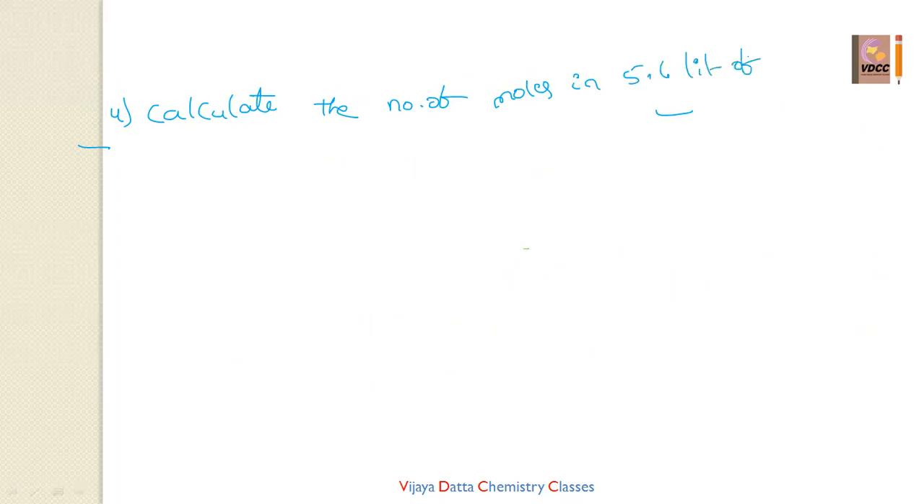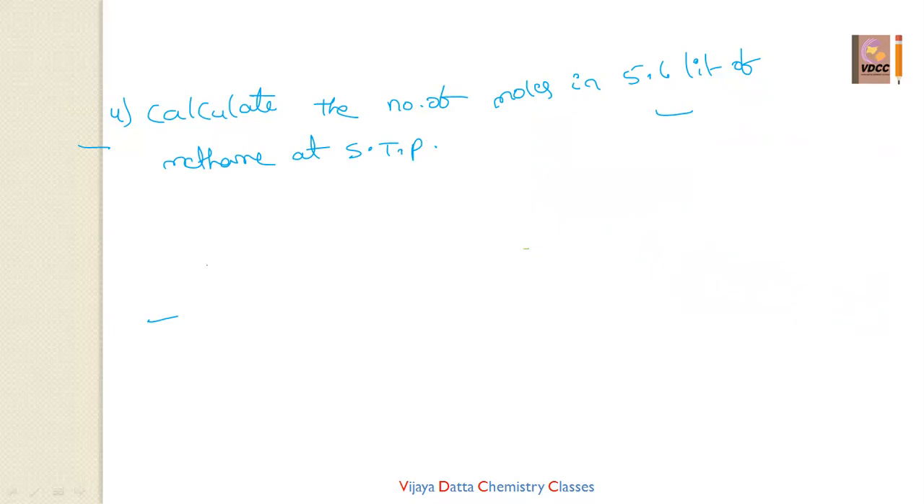One more problem we'll see. The question is: calculate the number of moles in 5.6 liters of methane at STP. At STP. So see here, the number of moles formula is given weight by gram molecular weight.